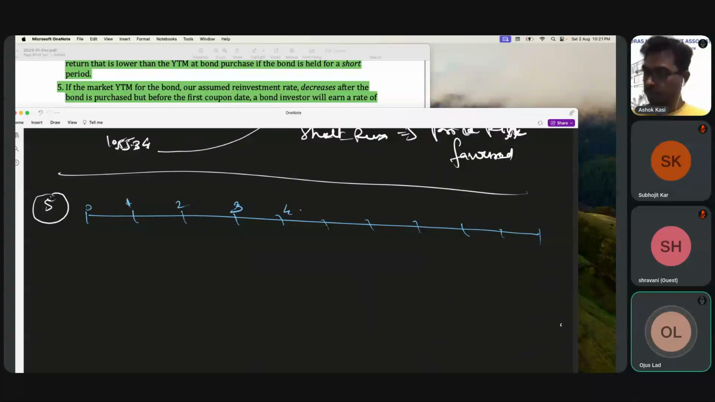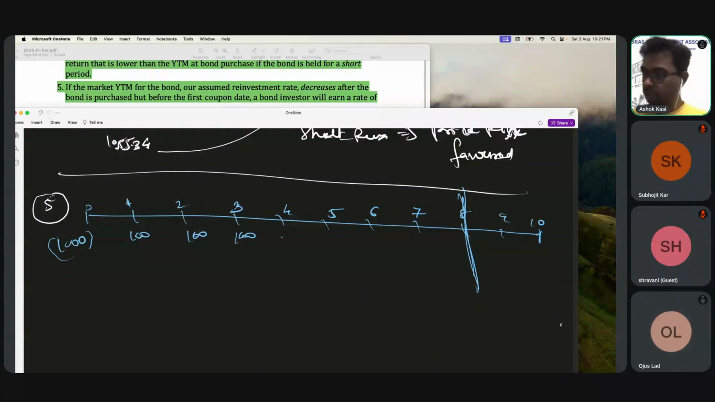Sir, if it is held for a longer period, then N will be greater than 10, right? No, longer period means the maturity itself is 10. So let's say longer period here means, let's say, 8 years. Okay, now you invested 100. Here it is intuition only. See, you are reinvesting for a long period.